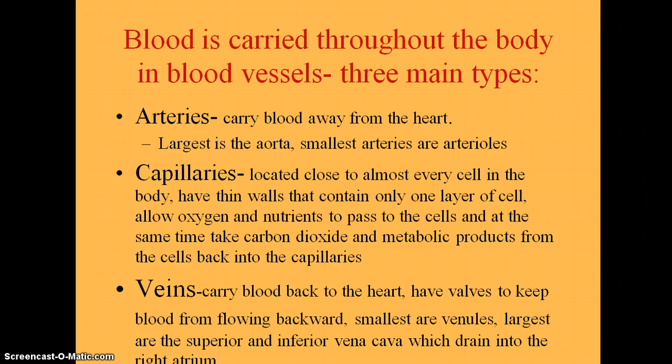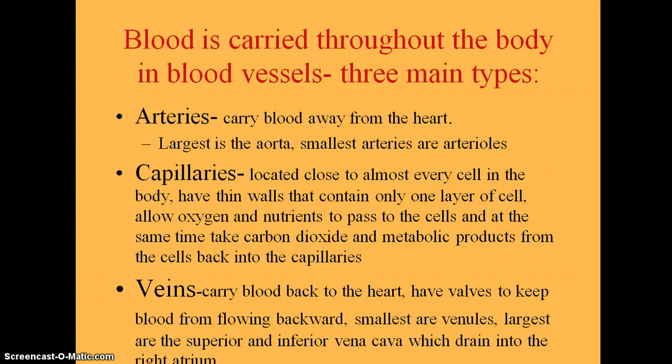And the two largest veins in the body are the superior and inferior vena cava. The superior brings blood from the upper part of the body back to the heart, and the inferior vena cava brings blood from the lower part of the body to the heart, and they both drain into the right atrium.